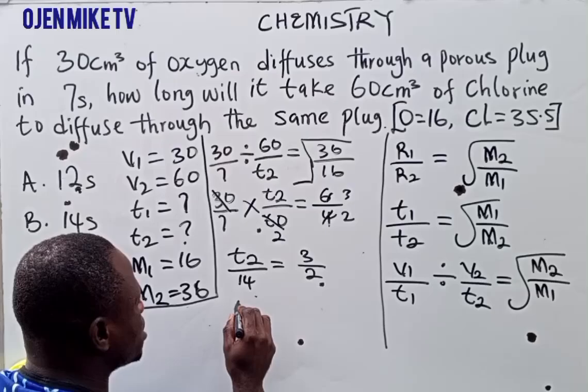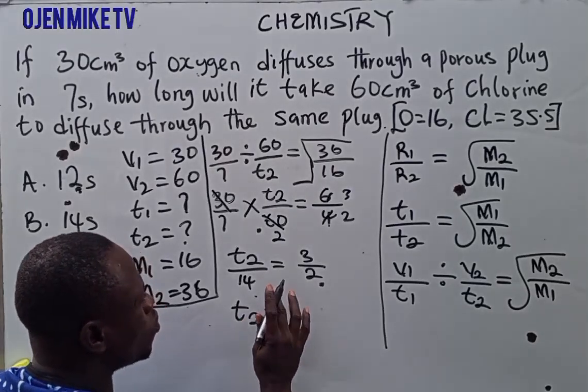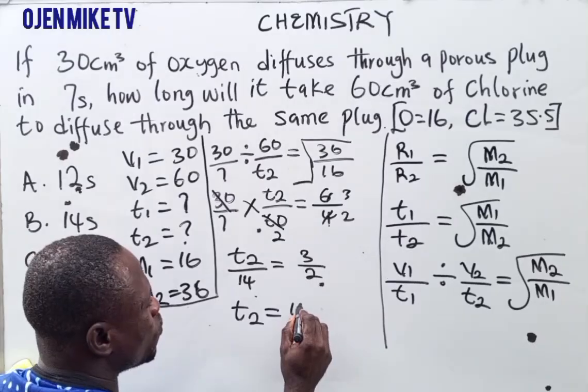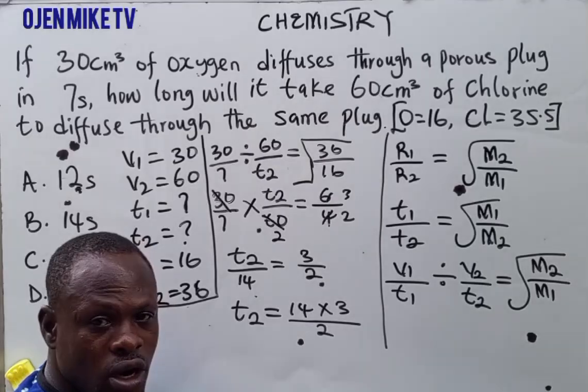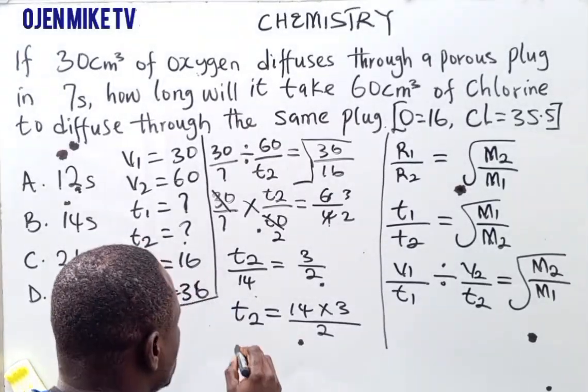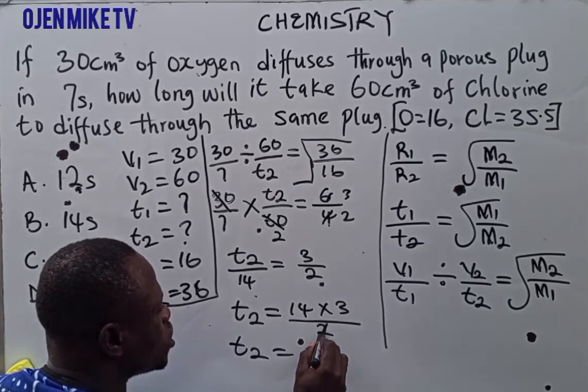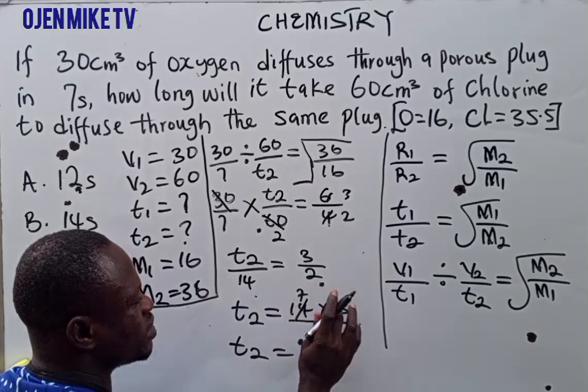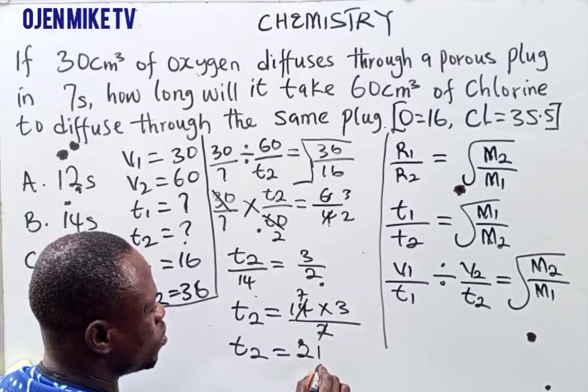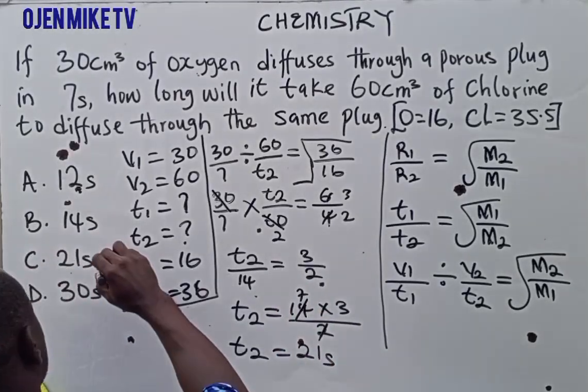So in this case, T2 will now be equal to, of course, we cross multiply, 14 times 3 over 2. Are you following? T2 will now be equal to, we reduce it. 2 cancels here with 7. 2 will go here, 7. Now 7 times 3 will give us 21. 21 seconds. So our answer is 21 seconds.